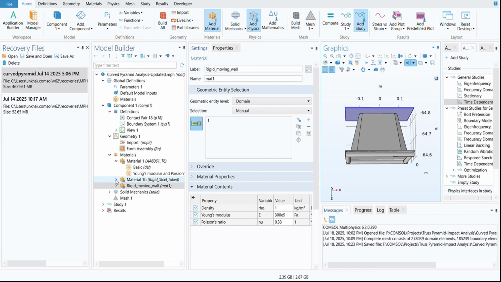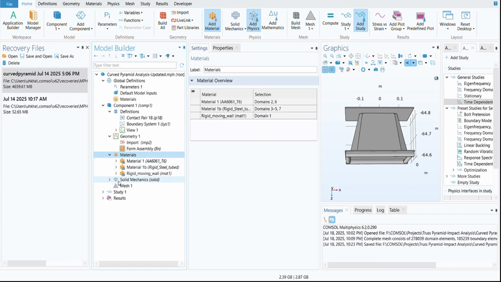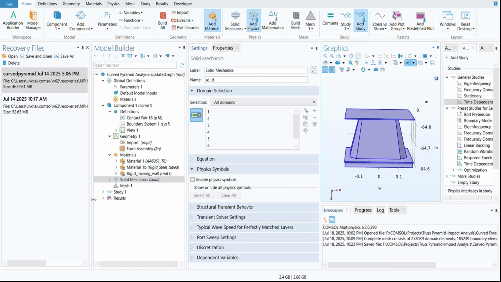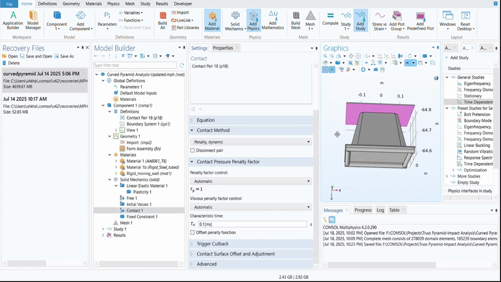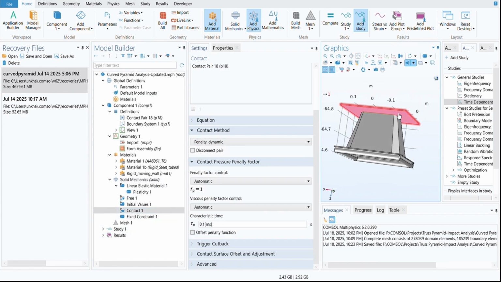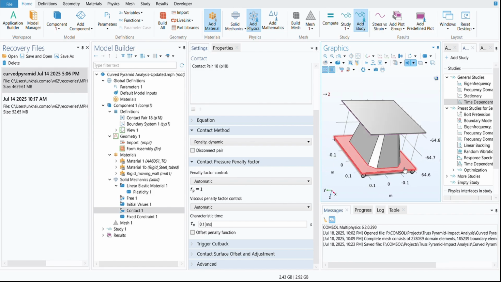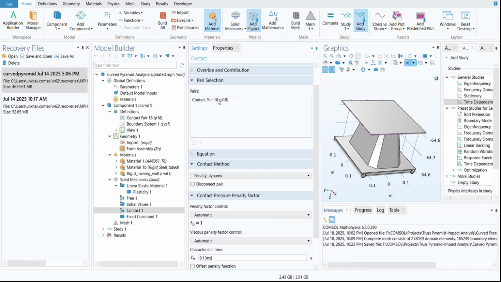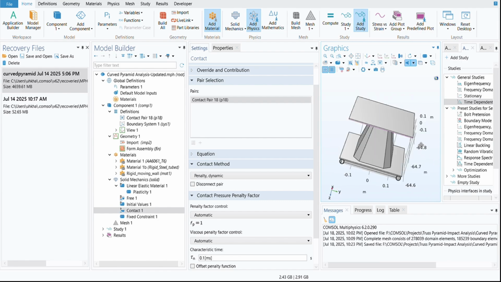Now coming towards our physics, we are using solid mechanics physics, in which we also have to identify the contact pair. This is our contact, like we have discussed earlier, and both the pyramid and the rigid wall are in contact. The contact method which we have chosen is penalty dynamic. There are a number of methods which we can choose, but for our case study, we are using penalty dynamic. And this is our contact pair, you can see.